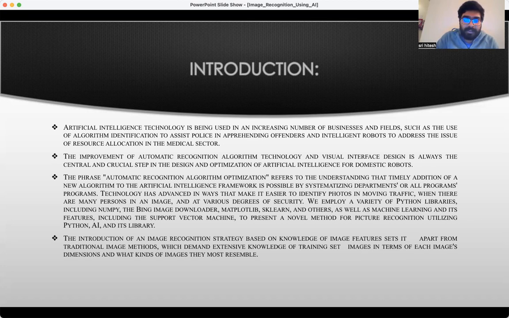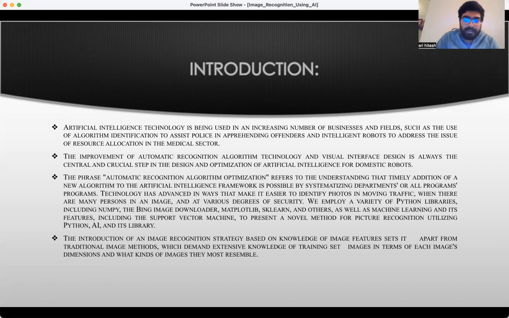While there are many persons in an image and various degrees of security, we employ a variety of Python libraries, including NumPy, the Bing Image Downloader, Matplotlib, and others, as well as machine learning and its features, including the support vector machine, to present a novel method for picture recognition utilizing Python, AI, and its libraries.